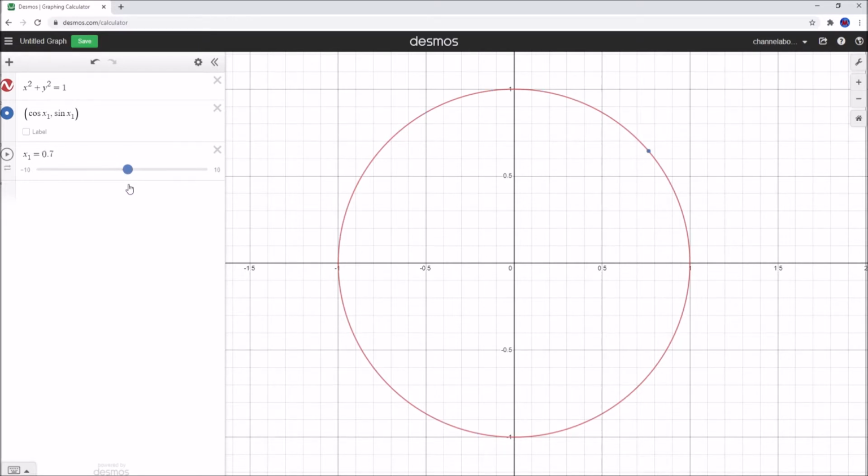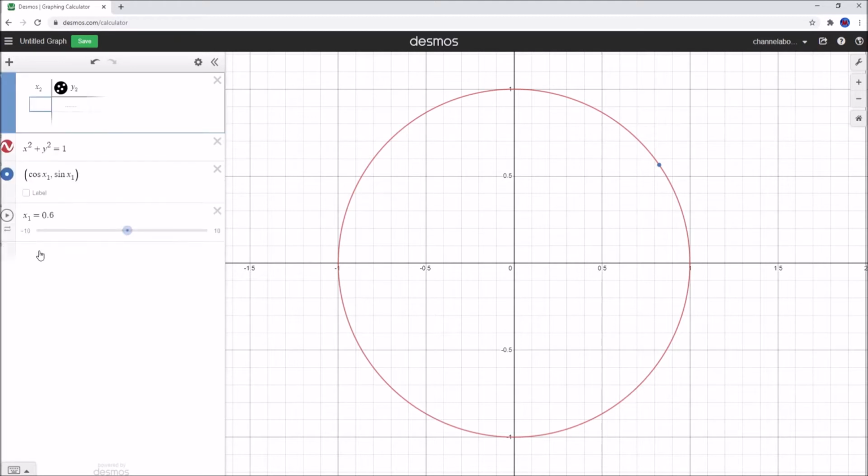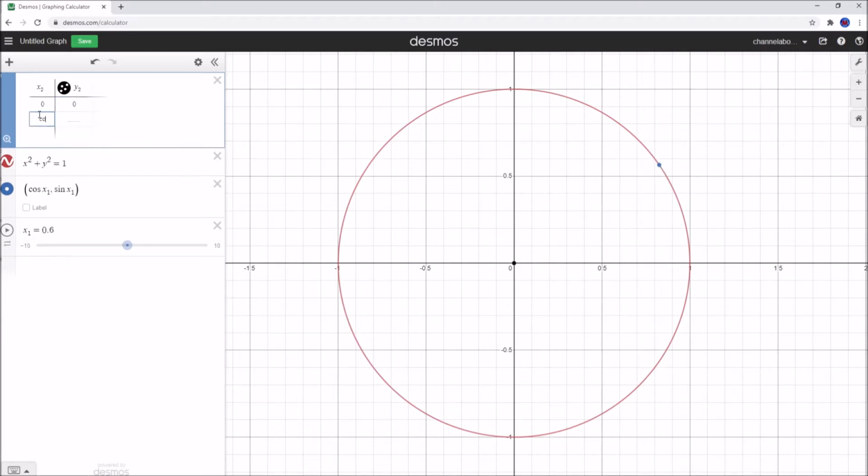Now what we want to do is take a connection from the origin to that point. We do that by adding a table. So here's the table here. Now in this table we're going to go from the origin, which is point 0, 0, and we're going to go to the x and y coordinate here. So the x coordinate is going to be given by cos x1, and the y coordinate is going to be given by our sin x1.